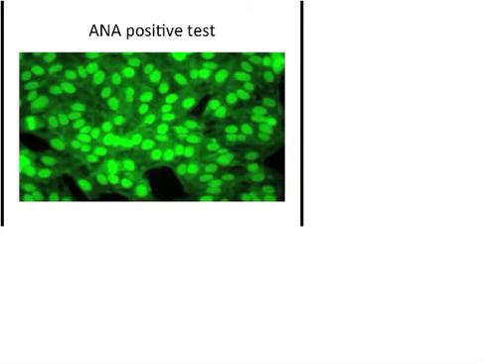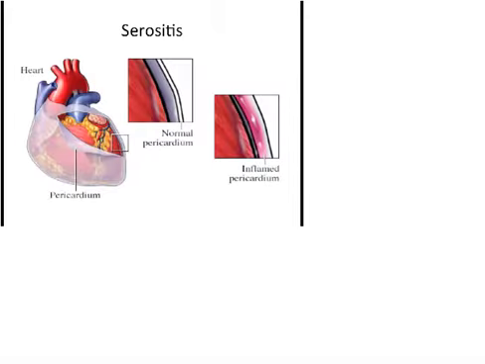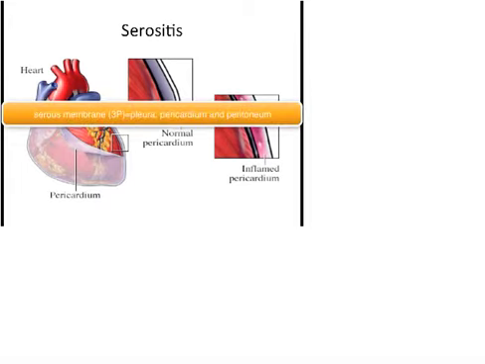As you remember, what you will mainly see in SLE is anti-nuclear antibodies, and if you do a test for it, you will see positive values of anti-nuclear antibodies. SLE can also go to your serous membranes. And which are your serous membranes? The easiest way to remember it is the triple P: your peritoneum, your pericardium, and your pleura.